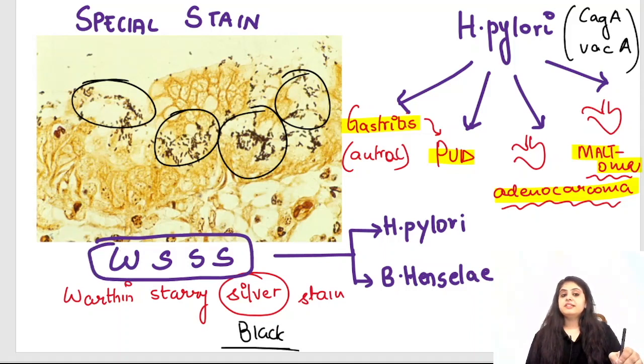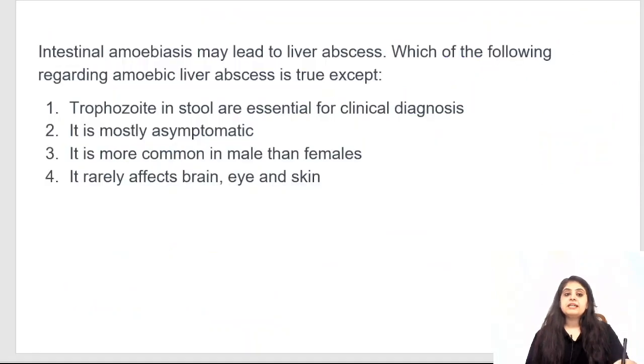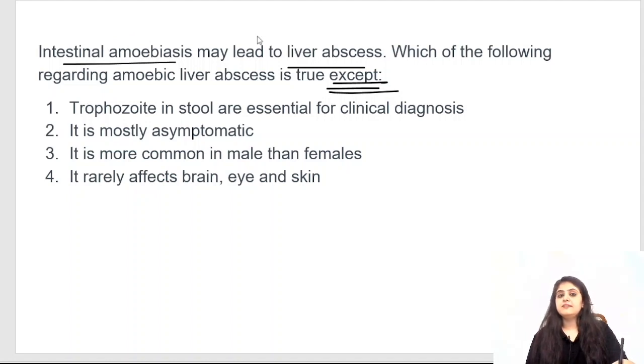Okay, having said that, let's move on to the next question, which is this. Intestinal amoebiasis may lead to liver abscess. I know that. So which intestinal amoebiasis are we talking about? They are asking you that only. Which of the following regarding amoebic liver abscess is true except? Now remember that you have to go true and false. Firstly, when they are talking about intestine and liver, they are talking about a common organism, that is Entamoeba histolytica.